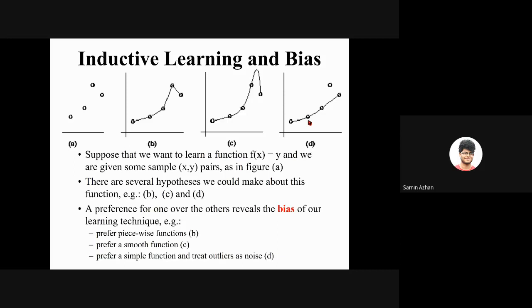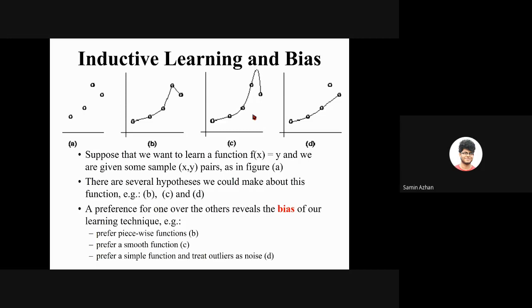So what this slide is trying to say is there are multiple ways to solve a machine learning problem, and different people might choose different algorithms, and they might have different outcomes based on that. So what is bias? It says a preference for one over the other reveals the bias. Some people might go for an approach like this. Some people might go for an approach like this. So a preference for one over the other is known as bias.